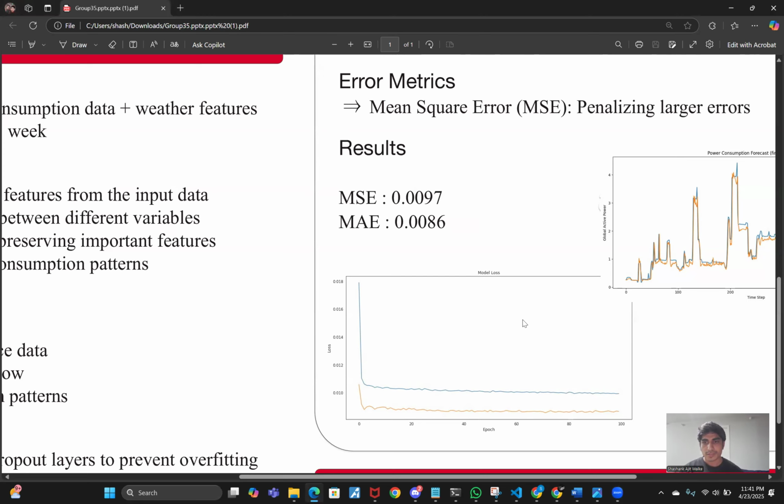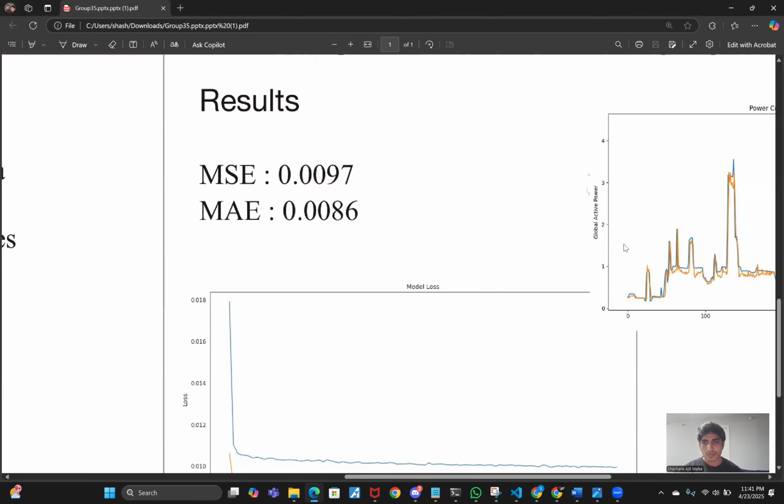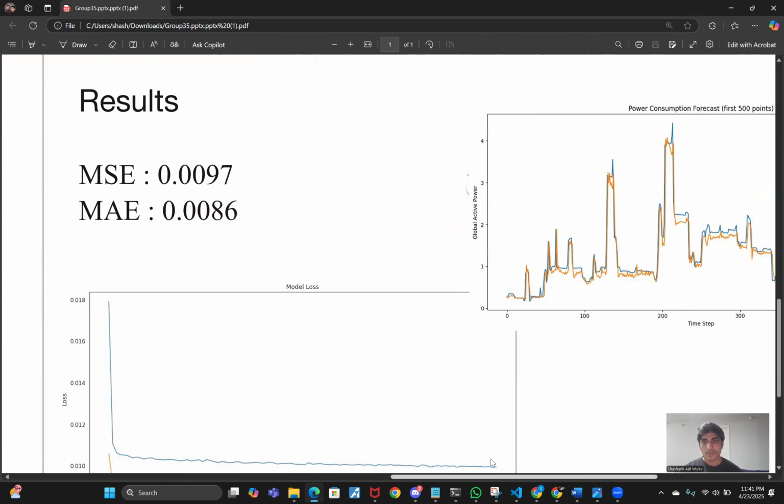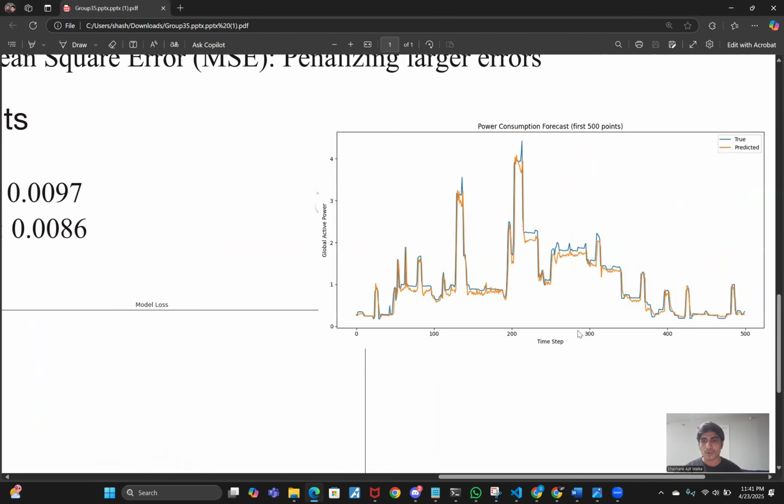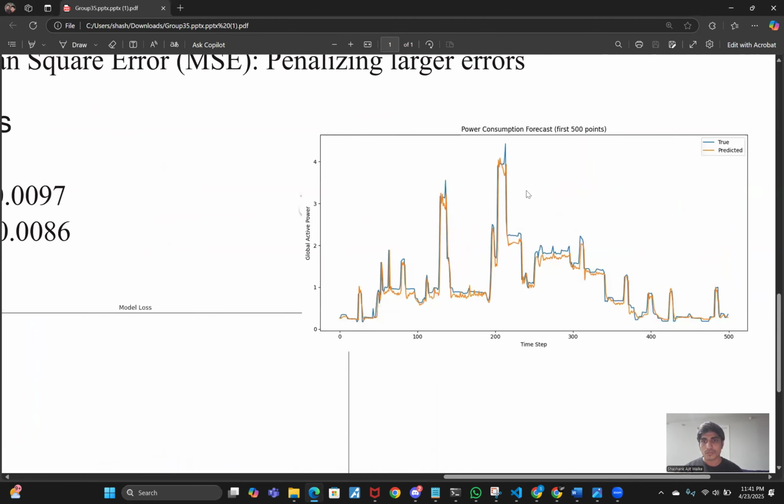And this is our prediction of values for the forecasting model. The true values are represented by blue, and orange shows the predicted values from our model. As you can see, the graphs match, with the prediction fitting the true values, showing our model's accuracy.